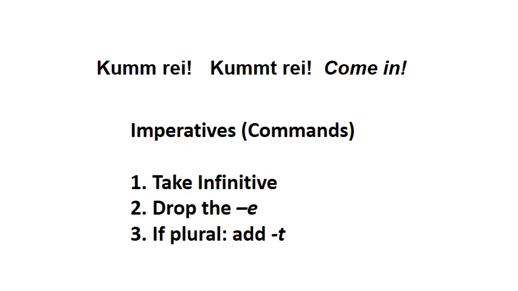Now, we could describe how you form the imperative. Basically, you take the infinitive, you drop the ending E from the infinitive, and if it's plural, you add a T. You can learn those rules if you find that useful, or you can just model the imperatives on these words here. Komm rein and kommt rein. One person talking to one person, telling them to do something, no ending. Komm rein. Talking to more than one person, throw in that T. Kommt rein.